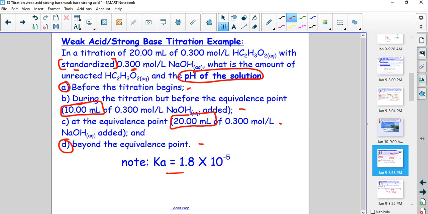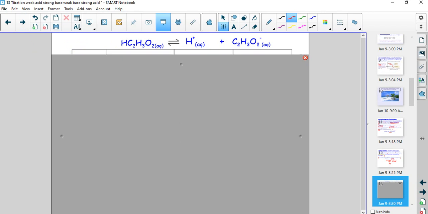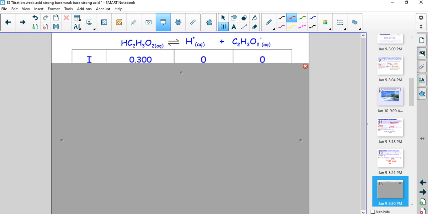Now, your Ka value is given to you in the problem. Your Ka value for acetic acid is 1.8 times 10 to the negative 5. So these are the ions that are present, and our Ka value plays an important role here because it will tell us how much of these, notably the hydrogen ion, we have at this point. Okay, so ice table. When you don't know what to do, or even if you do, draw an ice table.